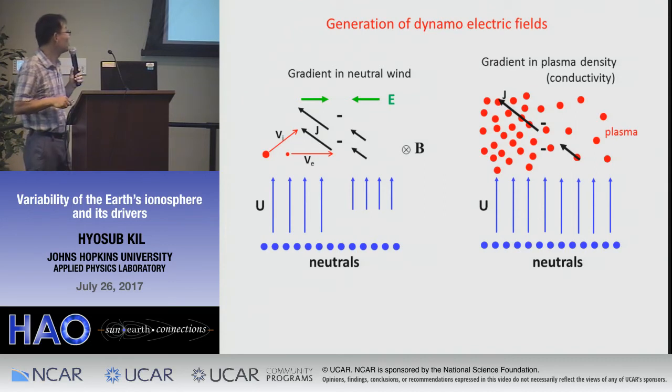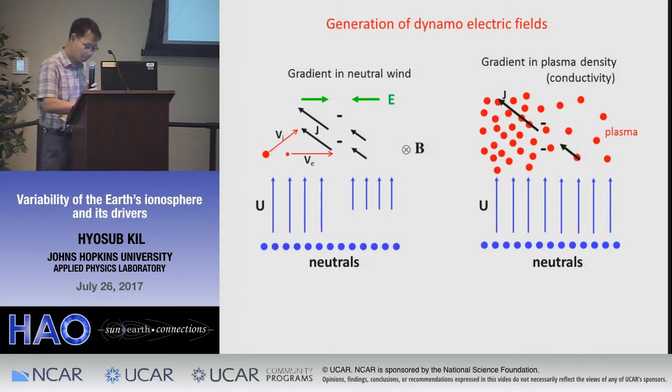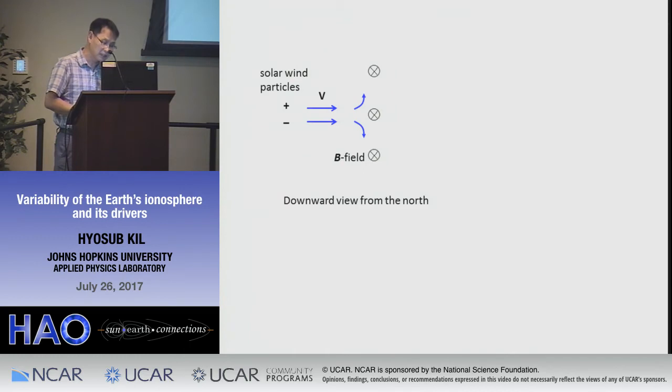Or let's assume the neutral wind is uniform, but the plasma density is different. It can be higher density in daytime and low density in nighttime. Then neutral particle collision makes more current flow in the high density region than in the low density region. Then again charge accumulates, and an electric field is generated. This is important in low and middle latitude, but in high latitude, external electric field is an important source.